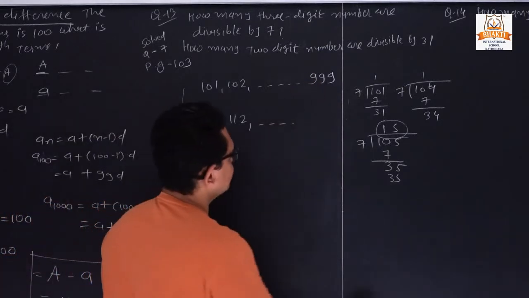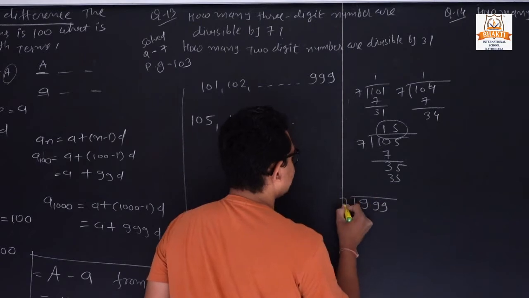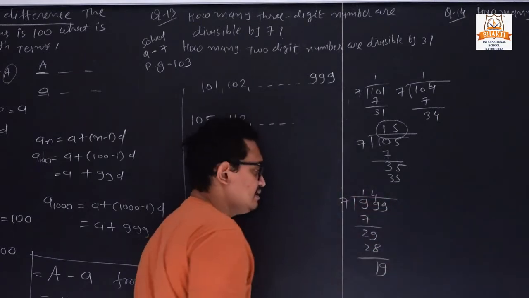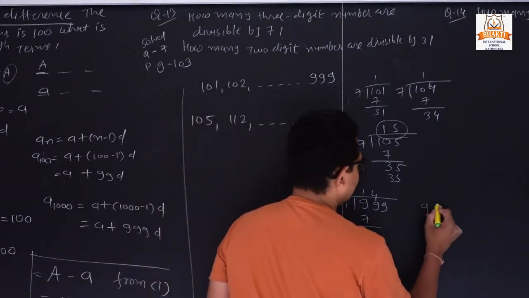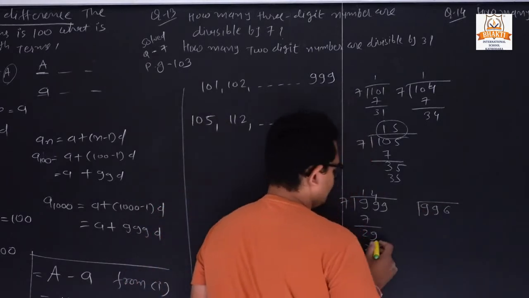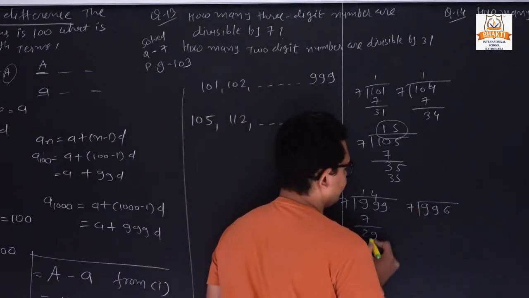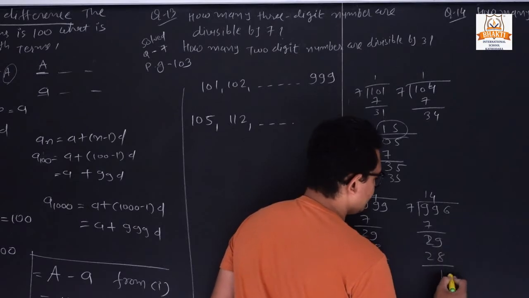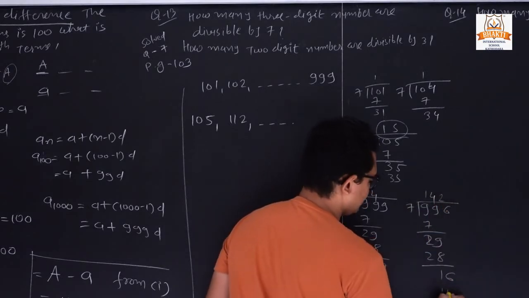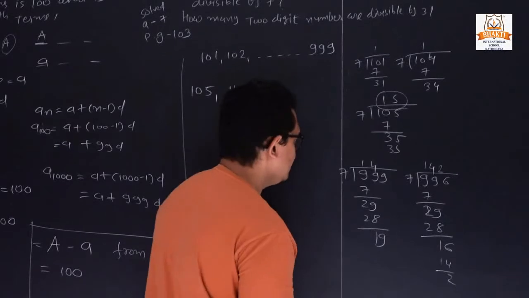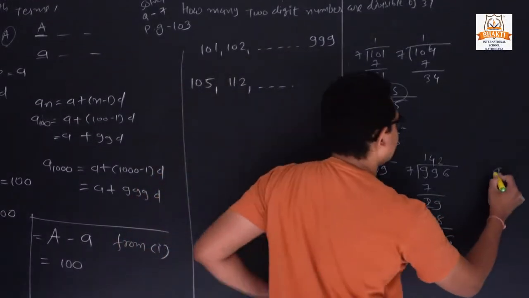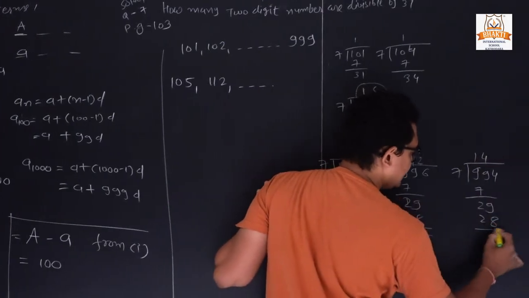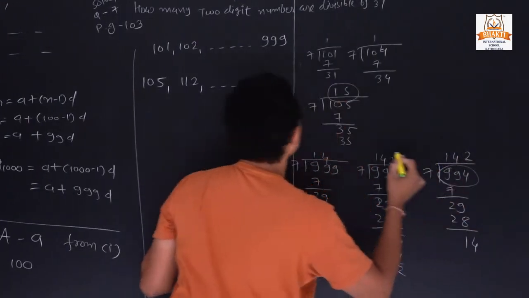Now from the last, 999 is divided by 7. So 7 ones are 7. 7 4s are 28. 9. So it is not divisible. So we can check with 996. So here 7. So 7 ones are 7. So 2. 7 4s are 28. So 1. 7 2s are 14. So here we have a 2. So it is not divisible. So we can start with 994. So 7 ones are 7. 7 4s are 28. 7 2s are 14. So last term it is what?